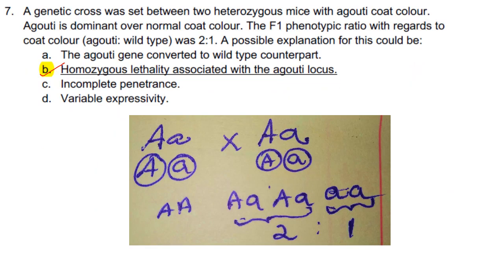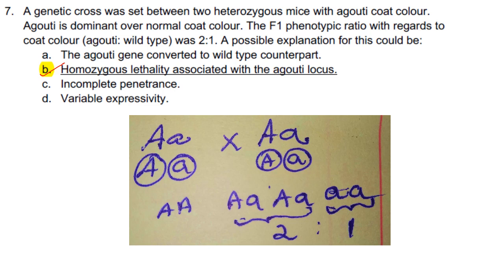Then next one. A genetic cross was set between two heterozygous mice with agouti coat color. Agouti is dominant over normal coat color. The F1 phenotypic ratio with regards to coat color, agouti to wild type, was 2:1. The possible explanation for this could be.